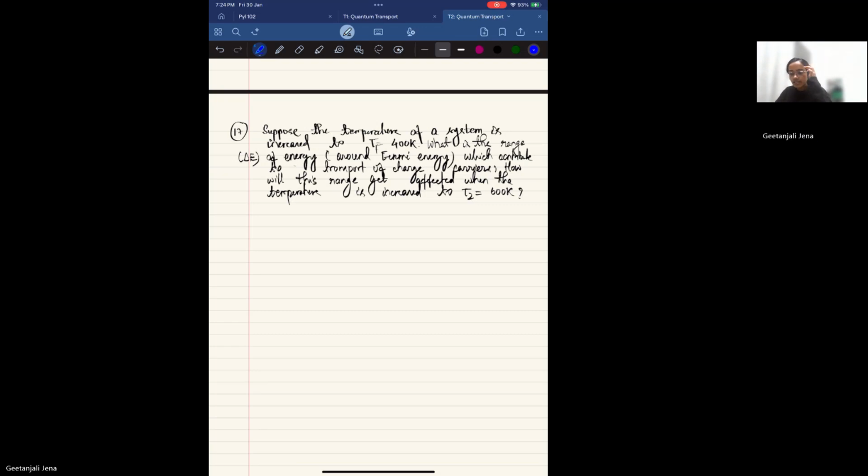Question number 17: suppose the temperature of a system is increased to T equal to 400 Kelvin. Then what is the range of energy around the Fermi energy level which contributes to the transport of charge carriers, and how will this range be affected when the temperature is increased to T2 equal to 600 Kelvin? So we are given two conditions. One is the temperature, which is 400 Kelvin for this case. What is the energy range around this Fermi level which contributes to the transport of charge carriers? And when the temperature is increased to 600 Kelvin, how will this delta be affected?